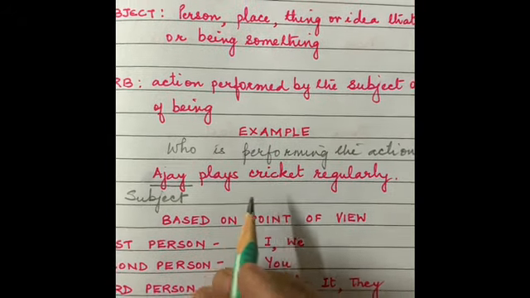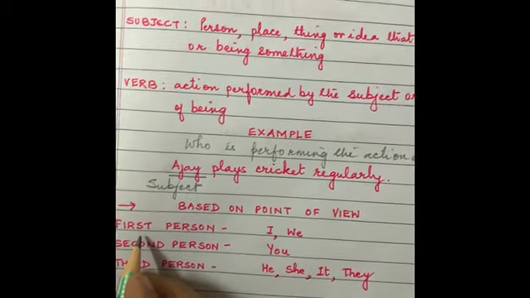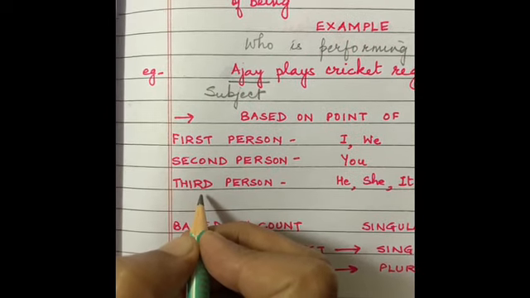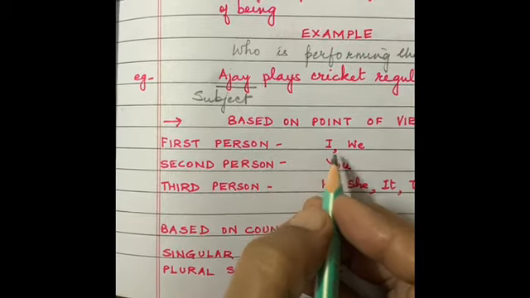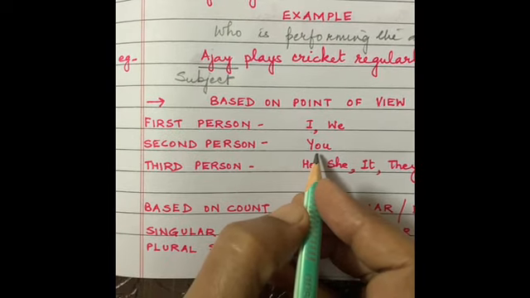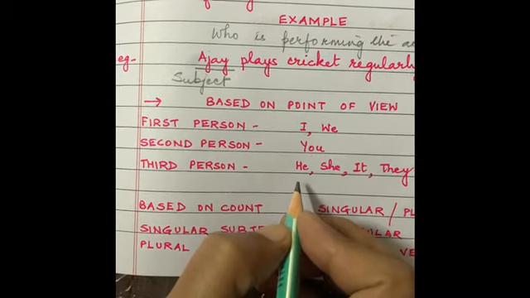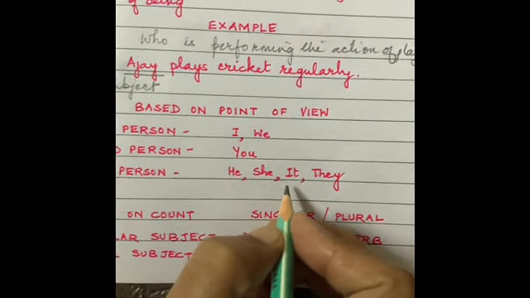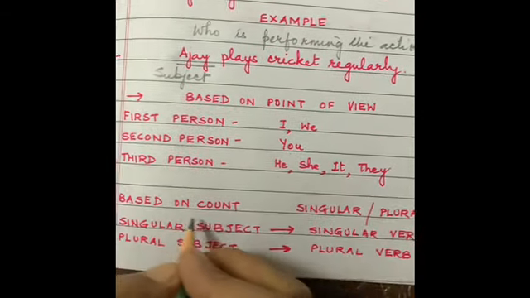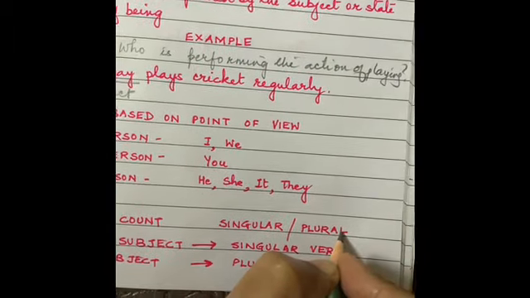Fine. Now, based on point of view, the subject may be in the first person, the second person or the third person. In the first person, we have I and we. In the second person, we have you. And in the third person, we have he, she, it and they. And based on count, the subject may be singular or plural.